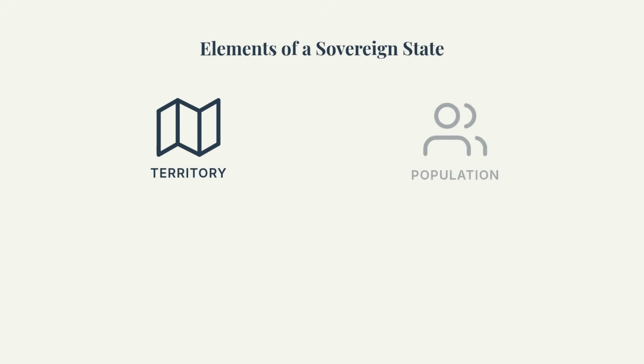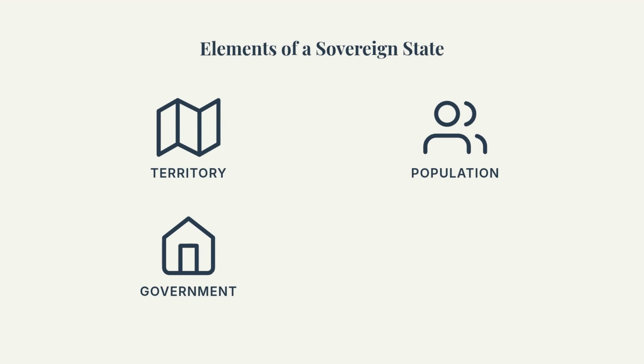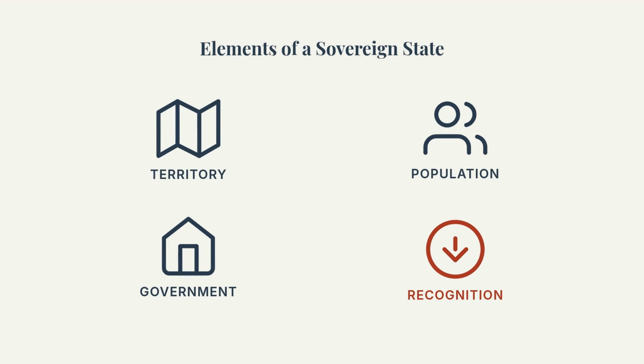A key term is the state. A state is a country that has a defined territory, a permanent population, a government, and recognition from other states. Examples include Japan, Brazil, and Canada. Another key term is the nation. A nation is a group of people who share culture, language, history, or identity.